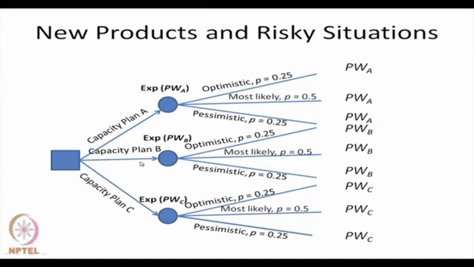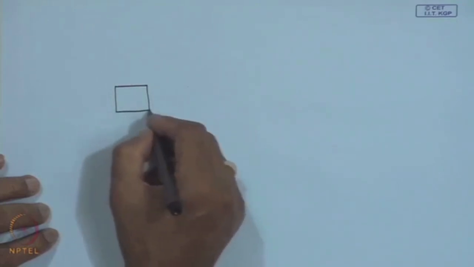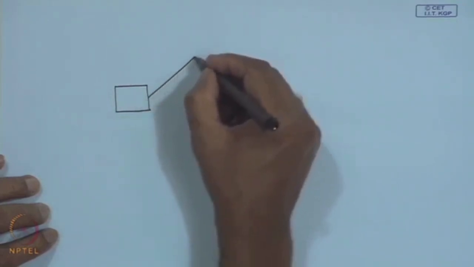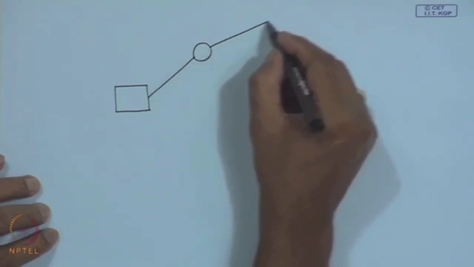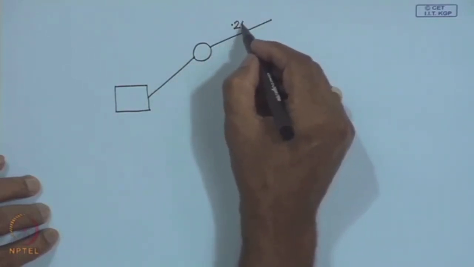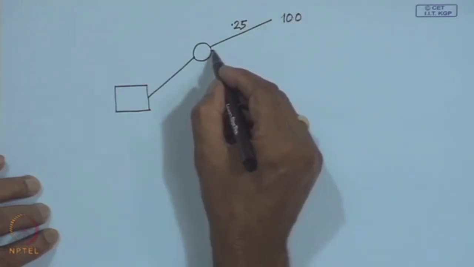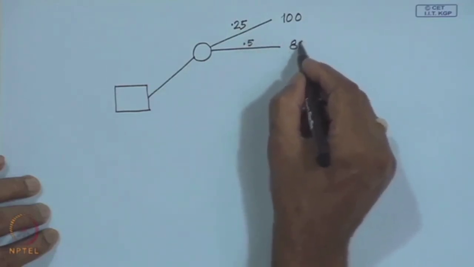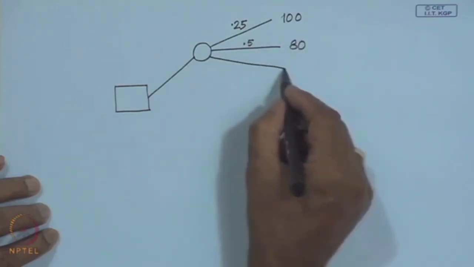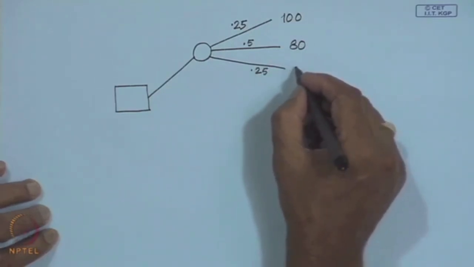I would give an example. Say here we take, this is the decision node, this is the chance node. Let us assume that this is 0.25 and this is 100. This is 0.5 and this is 80. This is 0.25 and this is 60.